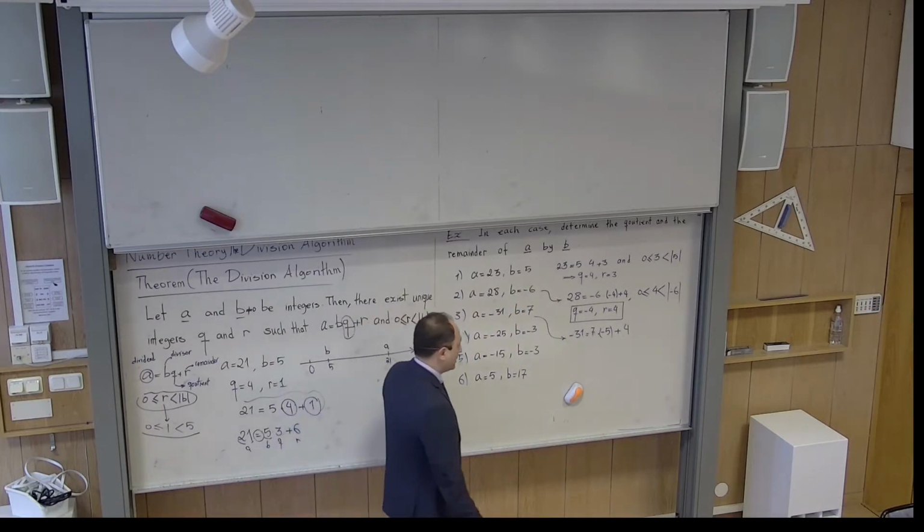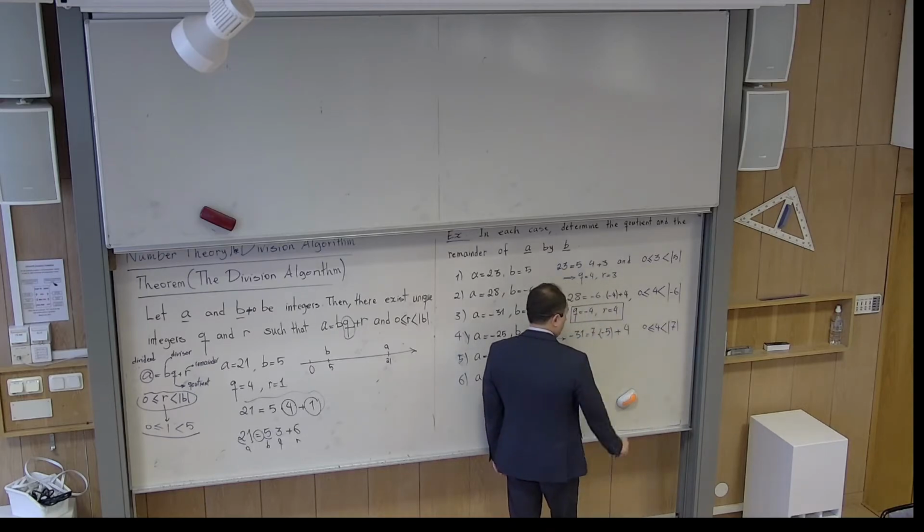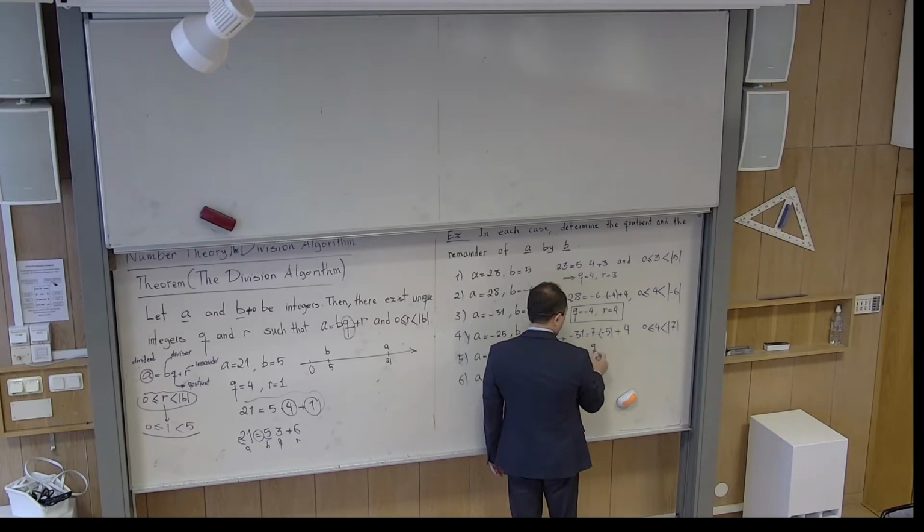But is +4 acceptable here? I have to check. I have to check that, is it true that 4 is between 0 and the absolute value of 7? The answer to this part is yes. So this means that indeed Q is -5 and R is 4.